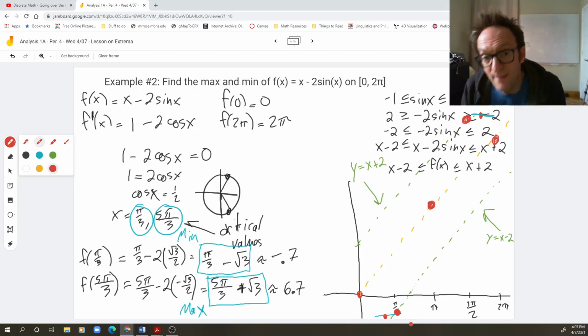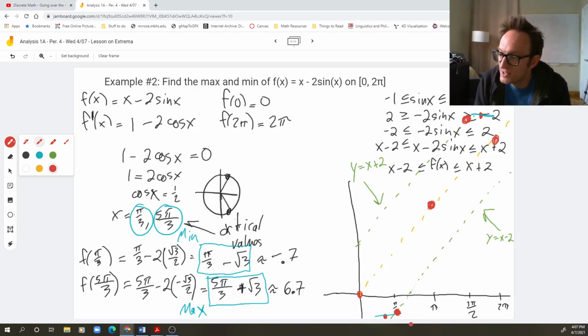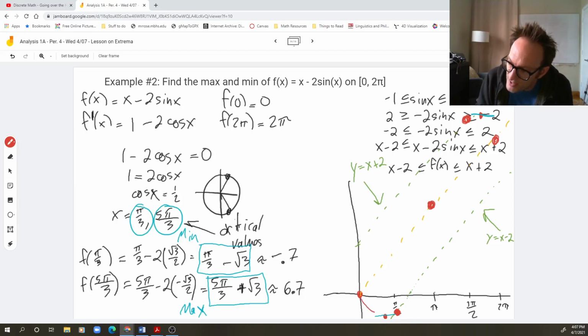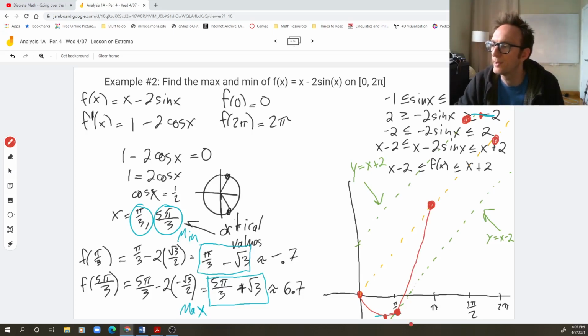And so when it comes to making this graph, here's now what I know. Contrary to my very sloppy graph from before, I can now see that the relative minimum of this function is not going to be at pi over 2. Pi over 2 is just a place where it bumps into the lower envelope. But the actual relative minimum is at pi over 3. And it's going to bounce off that horizontal tangent and go up, up, up. It's going to hit the upper envelope again, but that's not a relative max. The actual relative max is going to occur slightly later at 5 pi over 3.